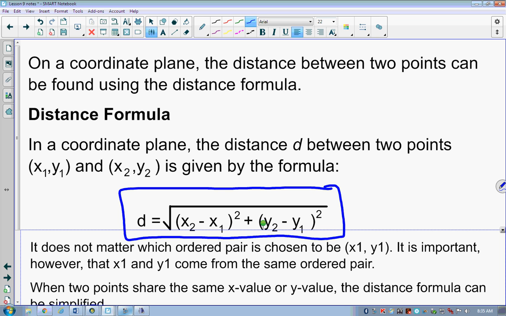So it doesn't matter which coordinate between 2 coordinates is x1 and y1 or x2 and y2, but what does matter is that x1 and y1 come from the same ordered pair.